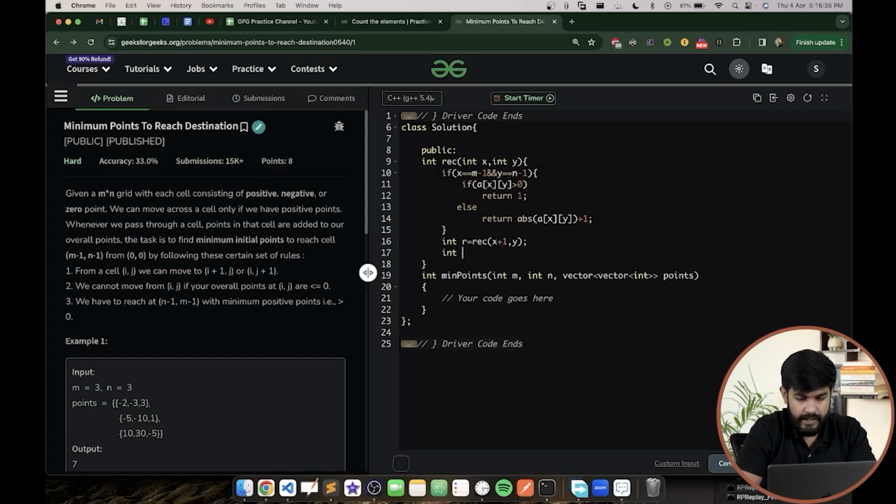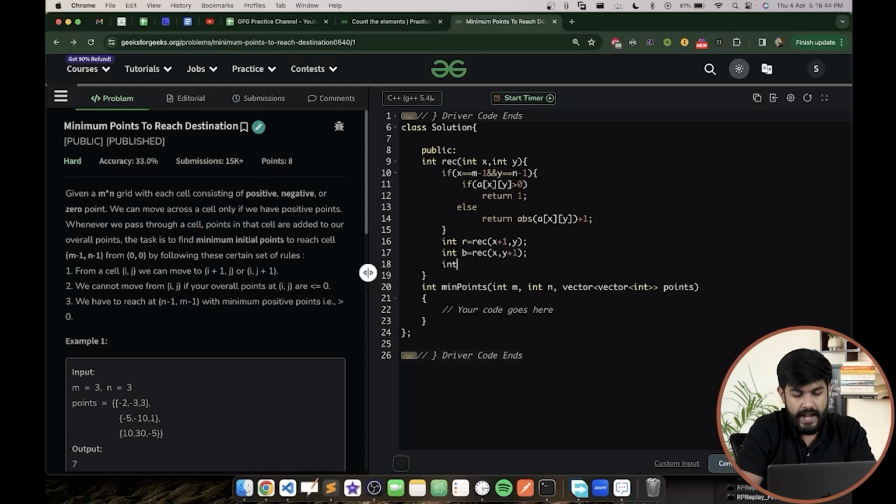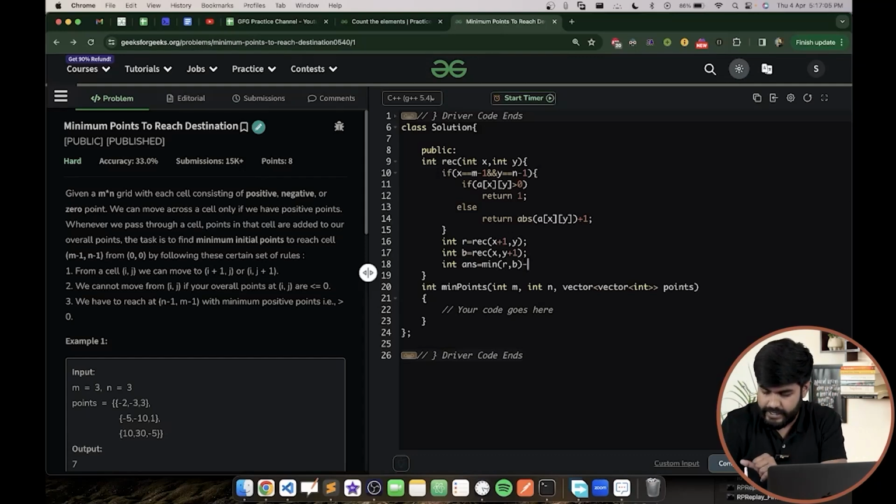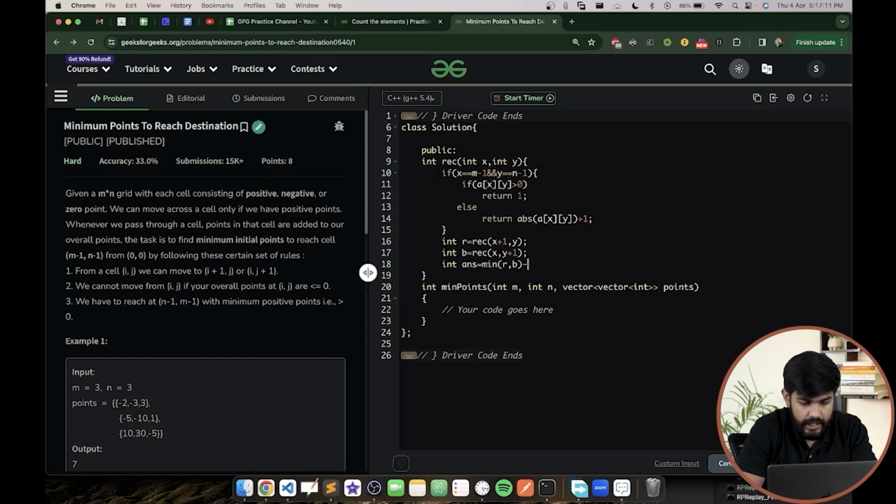The left hand side, the bottom, is equal to rec of x comma y plus 1, and answer is equal to min of right or bottom, whatever the value came from, subtract the value of current. What was current? Current was the value that is kept on x and y. So a of x and y.